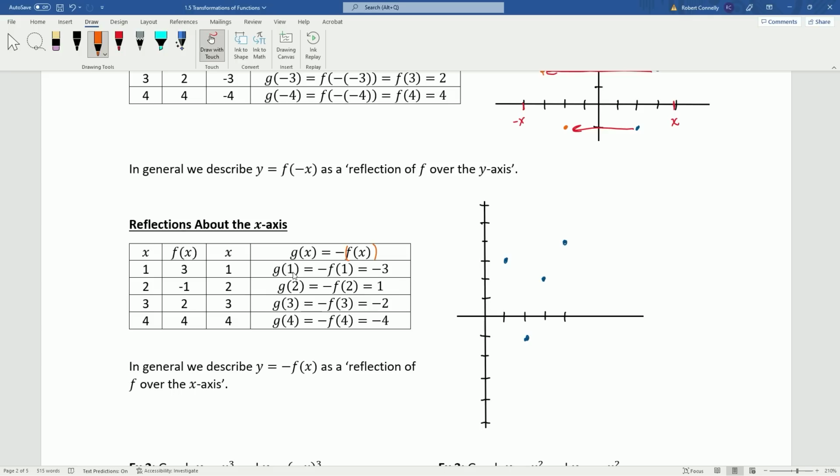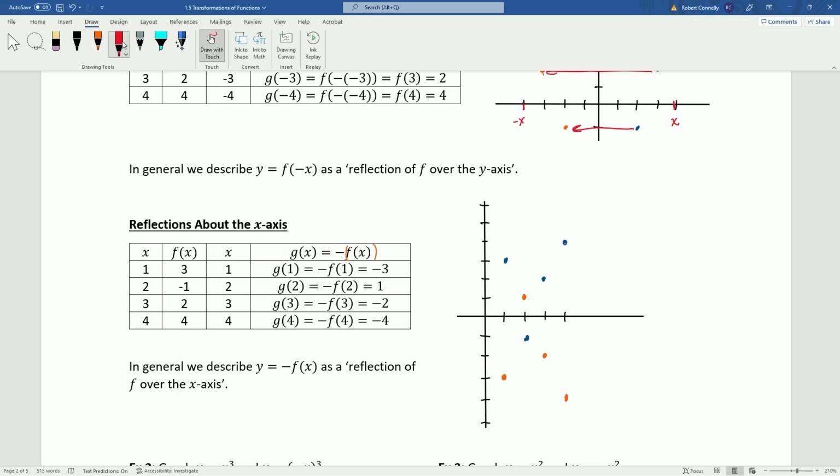So g of 1 is equal to -f of 1, which is -3. G of 2 is equal to -f of 2, that's -1, which becomes +1. G of 3 is -f of 3, which gives us -2. And g of 4 is -f of 4, which is -4.